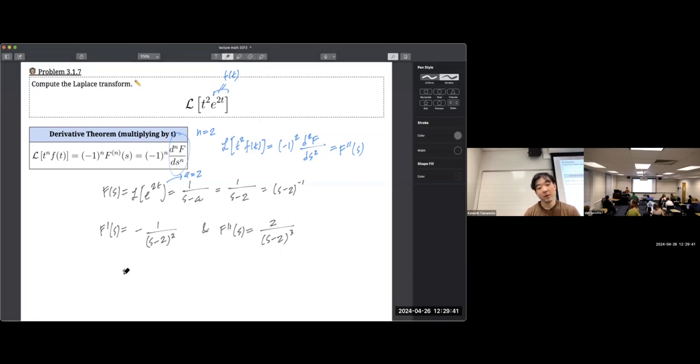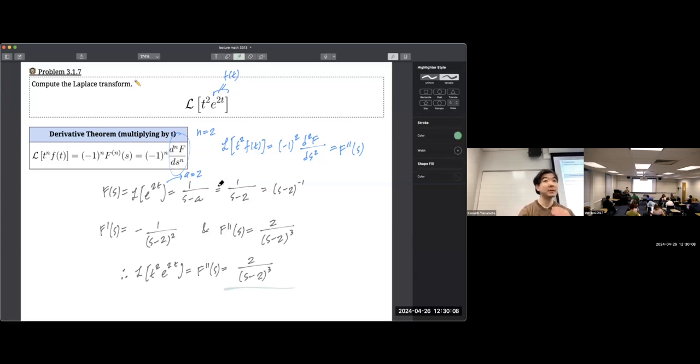So that's it. Therefore, the Laplace transform of t squared e to the 2t is equal to, like we just said, using this derivative theorem with n equal to 2, just the same as capital F double prime of s, which means that we just computed it that way. It's just this. So that's the Laplace transform of t squared e to the 2t.